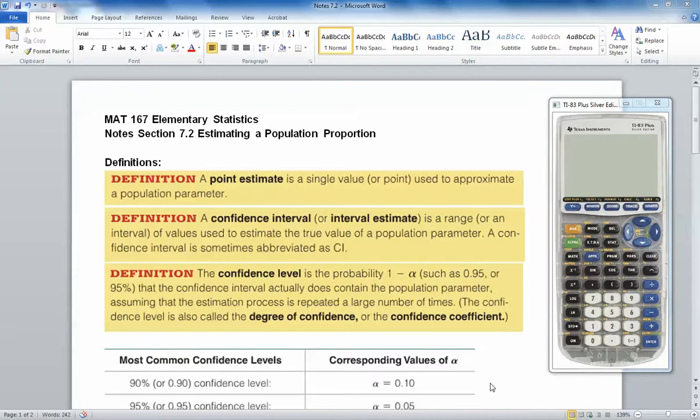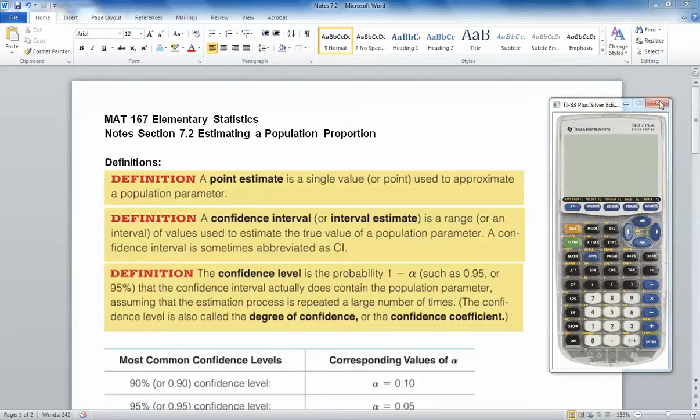In this video, we'll take a look at how to use the TI series calculator to find critical values for your Z and then also to calculate a confidence interval. Please read section 7.2. This video only concerns using a calculator to help make our confidence intervals go a little quicker.